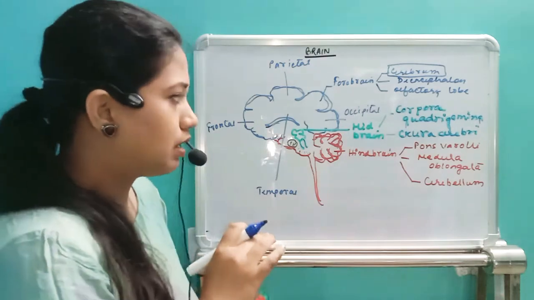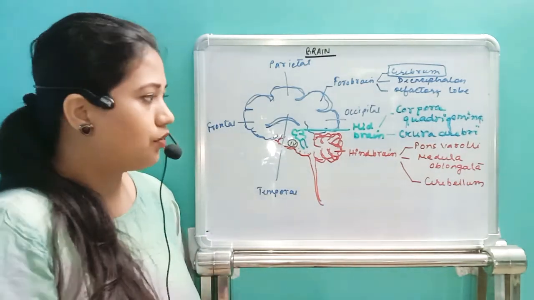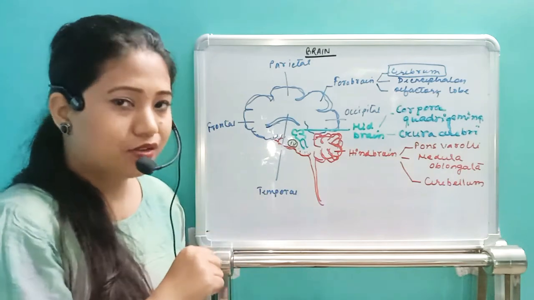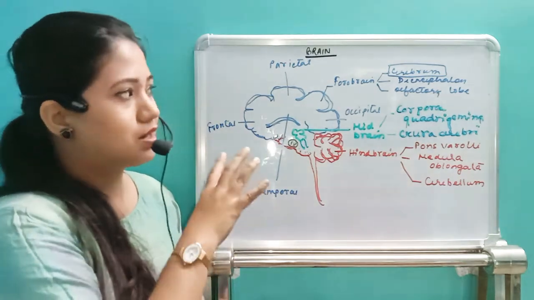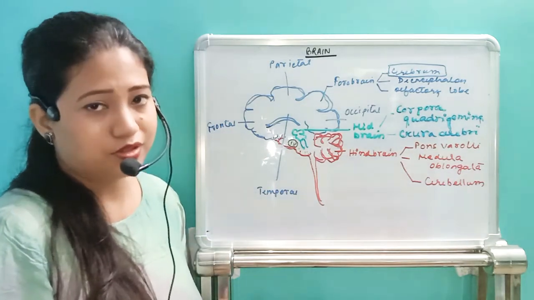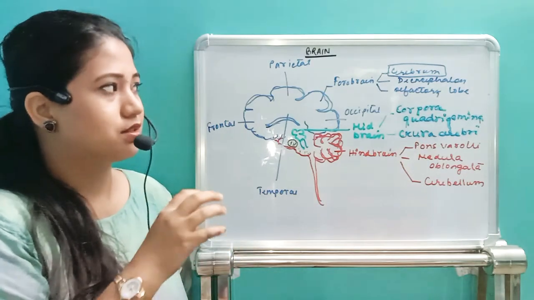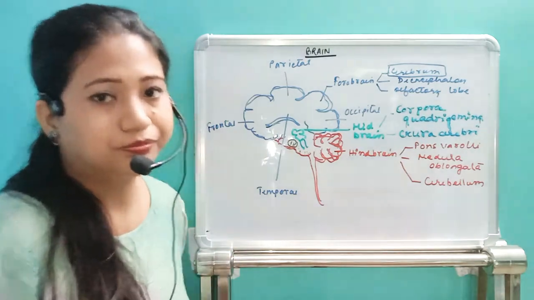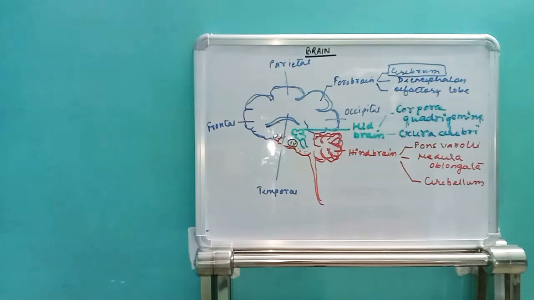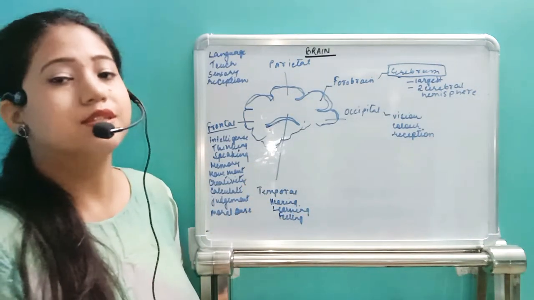So let's just concentrate on only the cerebrum. After that we'll come to each and every part of the brain. So first of all, we are starting the cerebrum. I hope you will not forget this diagram. This is going to be important. Okay, so let's just start it. I will rub this part and draw only the cerebrum. So I have shown here only the cerebrum.